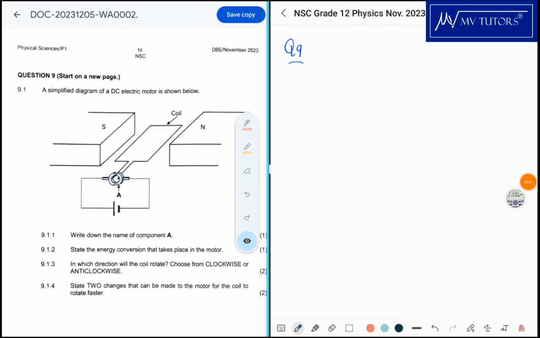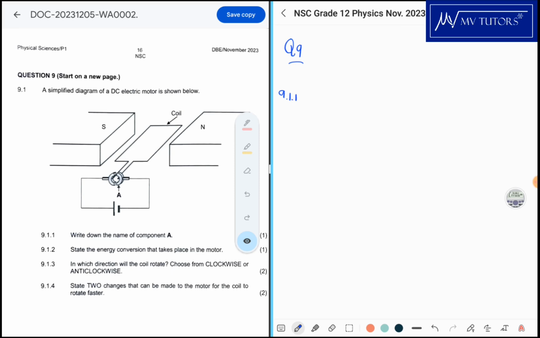Second last question, question 9. All right, so we have a simplified diagram of a DC electric motor. Okay, so DC, direct current, electric motor. So it's a motor, left-hand rule applying. Okay, applicable here. So 9.1.1, it says write down the name of component A.